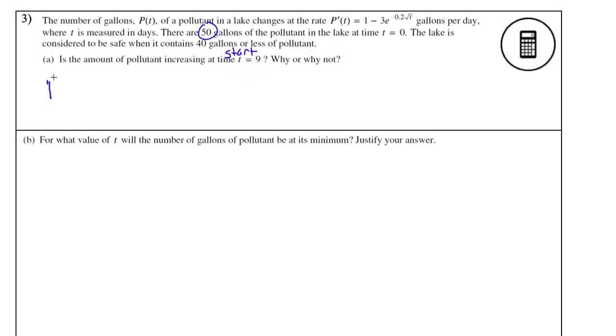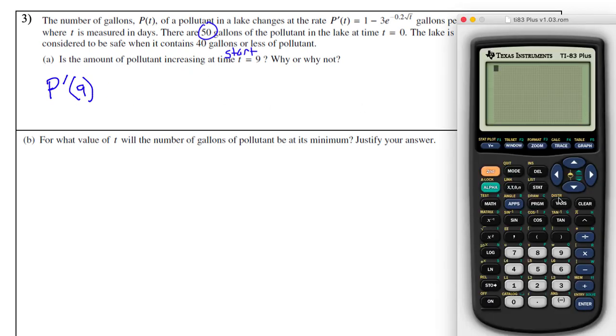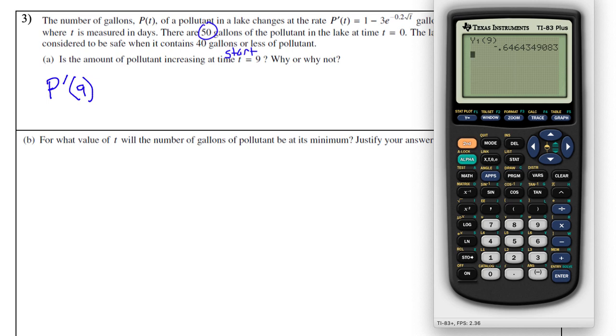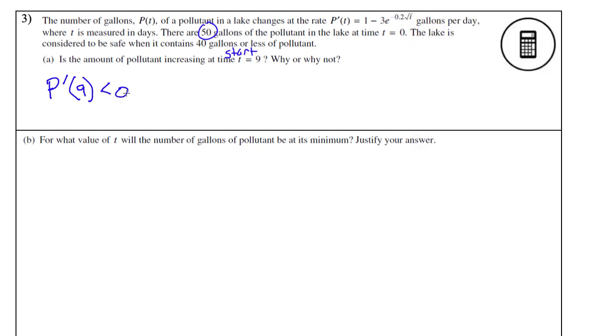So it's asking, what is P prime of 9? Is that a positive or a negative value? If it's positive, it's increasing. So I come back over here and say vars, right, enter, enter. My y1 function of 9 is a negative amount. So I come back up here and say, yeah, that was less than 0. And then we can have our answer.